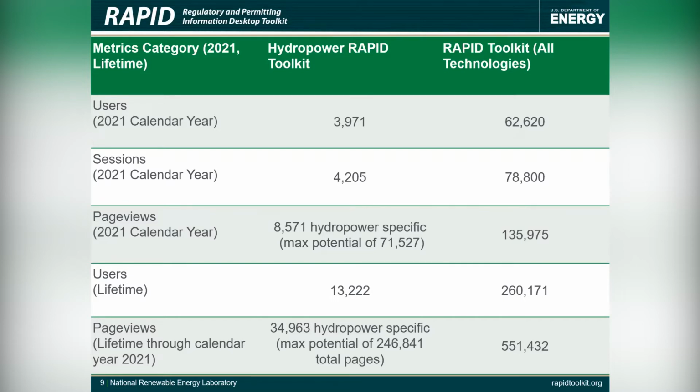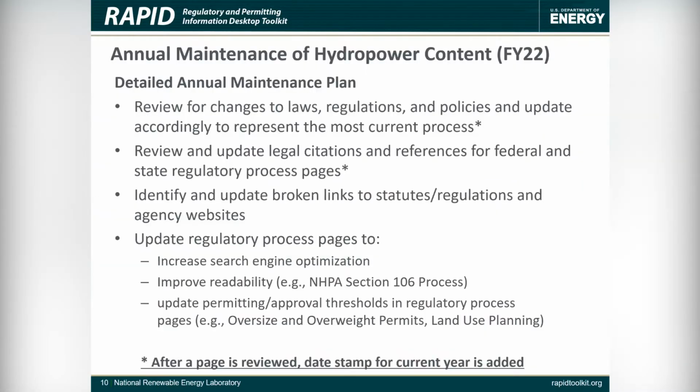We saw a little over 60,000 users come to the Rapid Toolkit, viewing over 135,000 pages in 2021, with now lifetime use up to 250,000-plus individuals having accessed the website and viewed over 500,000 pages. So certainly seeing utilization of the Rapid Toolkit across all technologies. Next slide.